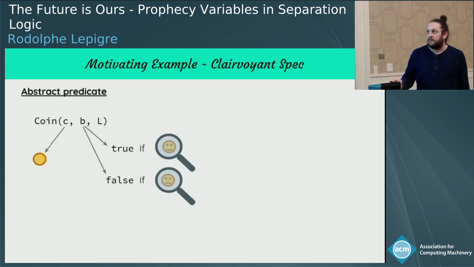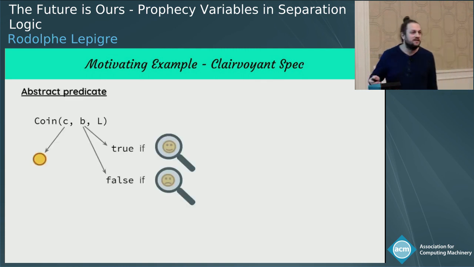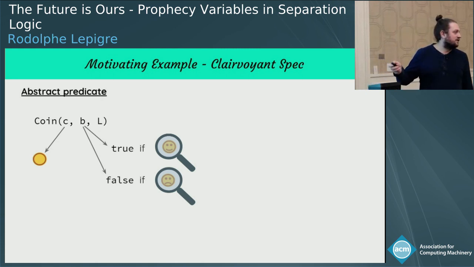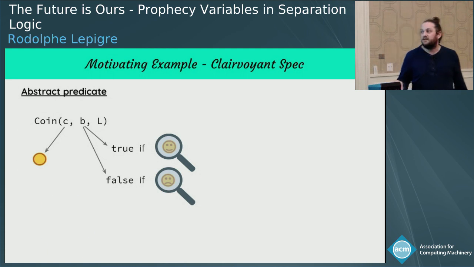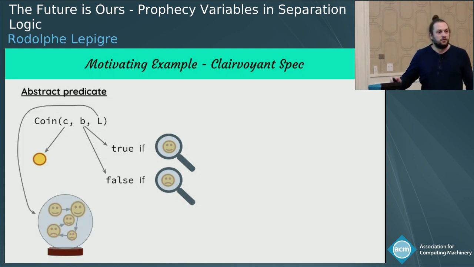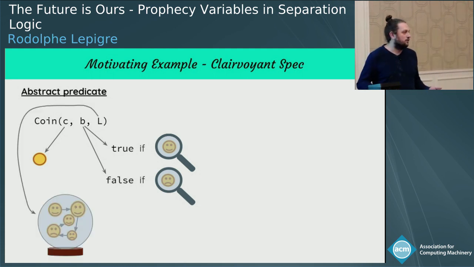And so the abstract predicate would look like this. It's pretty similar to what we had before, except that now we have a third argument that is a list of Booleans, and these are the future values of the coin. And of course, to be able to define such an abstract predicate, we'll need to use a kind of crystal ball to be able to predict what is going to happen in the execution of the program later on.